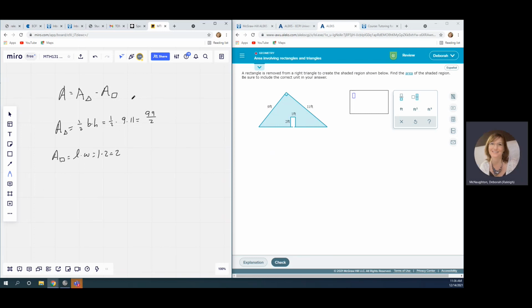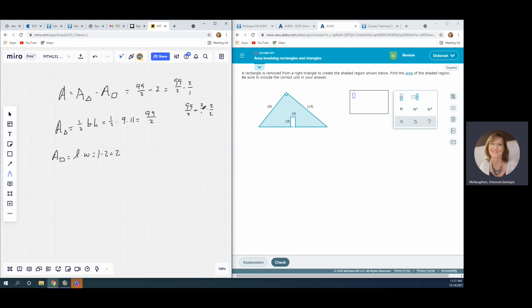Now we have to subtract 99 over 2 minus 2. So we need a common denominator. So remember, this is 2 over 1. 99 over 2 minus 2 over 1. So my common denominator is 2. So this is 99 over 2 minus 2 over 1 times 2 over 2.